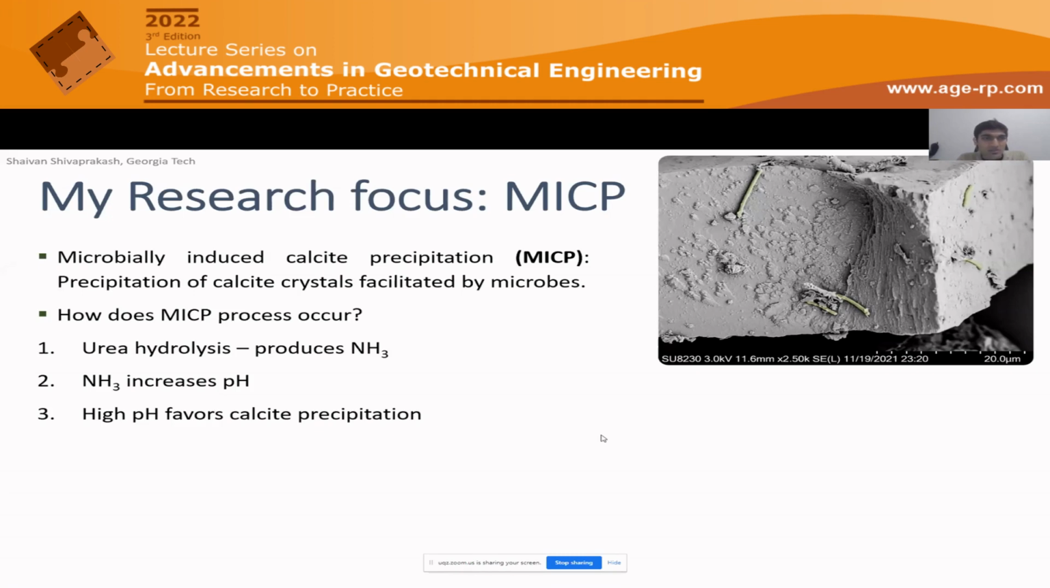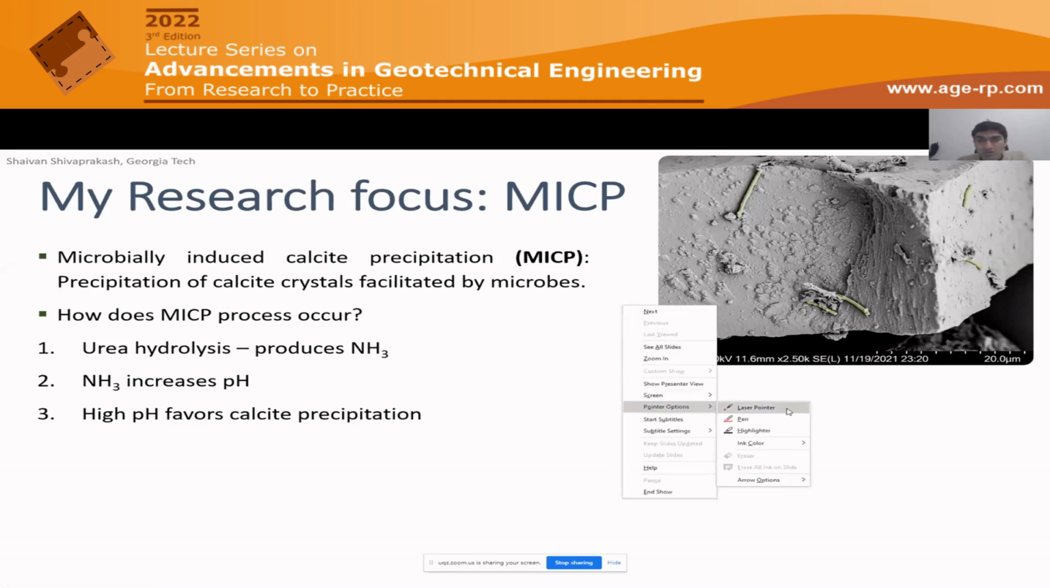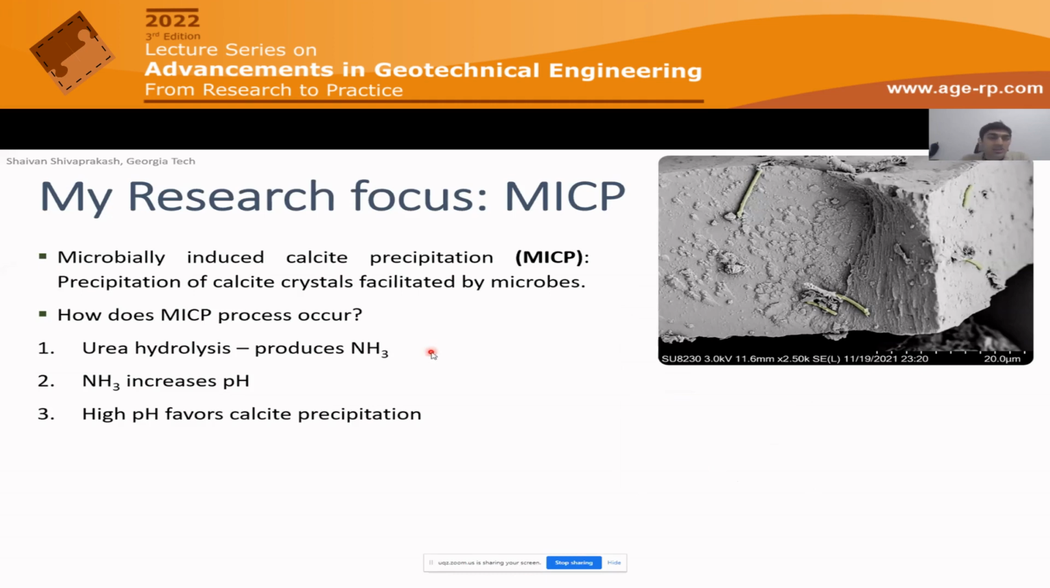Essentially, it is the precipitation of calcite crystals facilitated by microbes. So how does it occur? The first step is the urea hydrolysis. Microbes have the urease enzyme, which hydrolyzes urea and results in the production of ammonia. The increase in the production of ammonia results in an increase in pH of the system. The high pH then favors calcite precipitation.